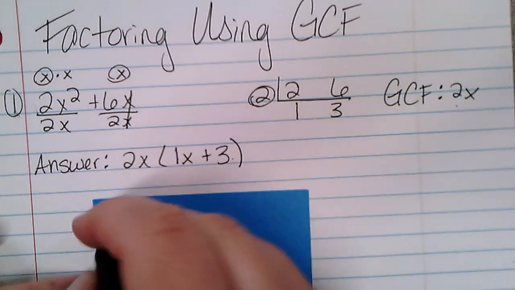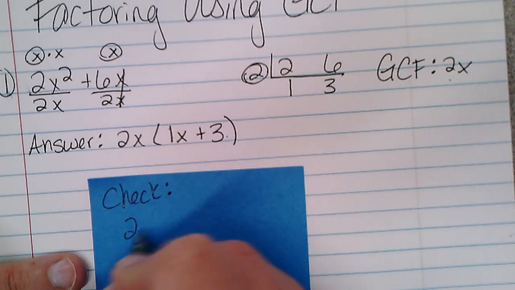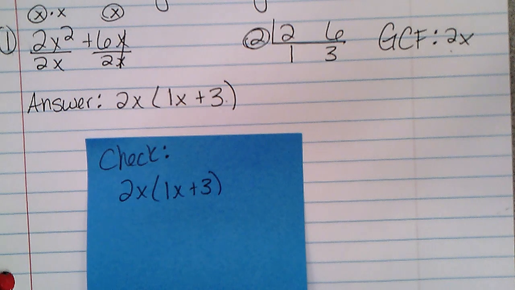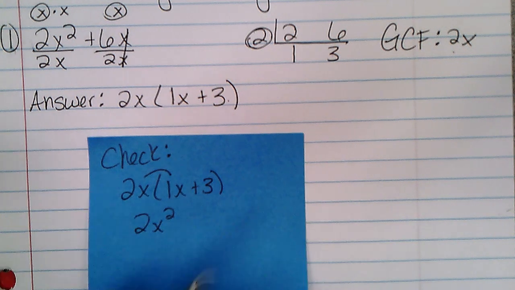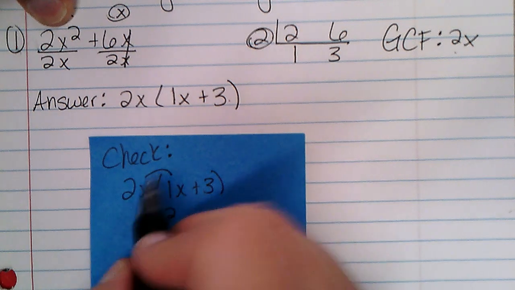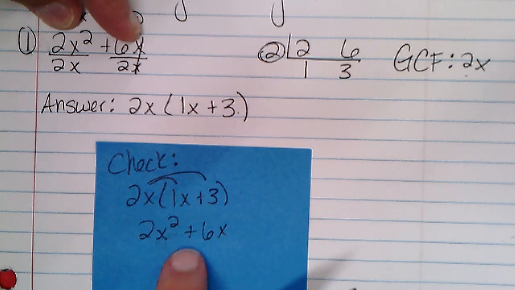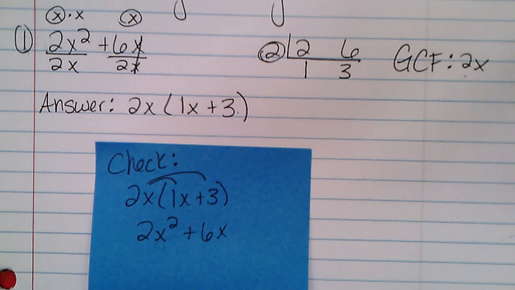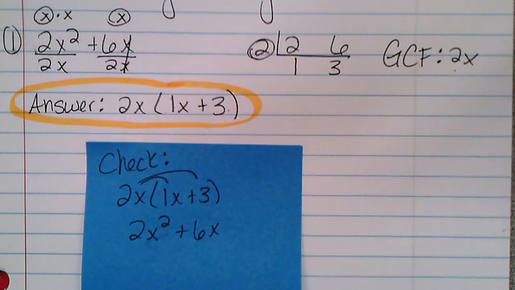So to check your work, there is always a way to check our work. This is the unsimplified version, the factored version. Well, like I said, we're just undoing distributive property, right? To check it, do the distributive property and see if it matches up. So 2x times 1x is 2x squared. That checks out. 2x times 3 is 6x. So when I distribute my answer, I get the original problem. So there's always going to be a way to check your work. So our answer is going to be the factored form of that polynomial.